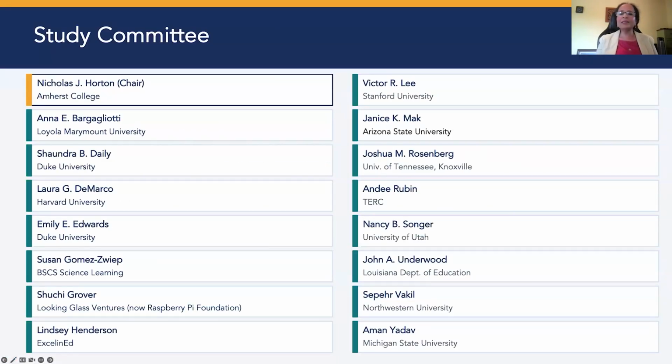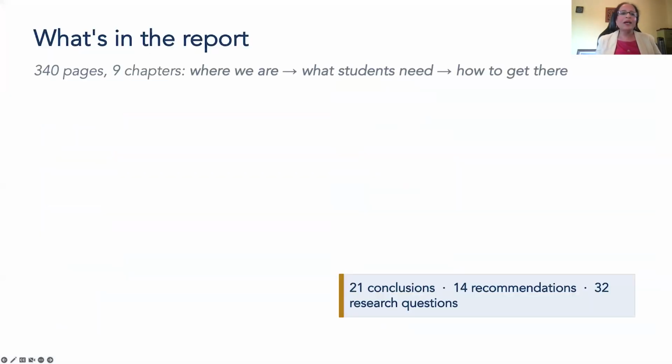So this is the study committee on whose behalf, really, I am presenting this work today. It was chaired by Nick Horton. And as you can see, it included researchers from various disciplines: science education, math education, CS education, data science, statistics education, in addition to members representing state policymakers and curriculum designers. If it's mostly a CS education audience, you might see familiar names from our community: Aman Yadav, Victor Lee, Janice, Sapir Vakil, Shani Daly, and myself, of course.